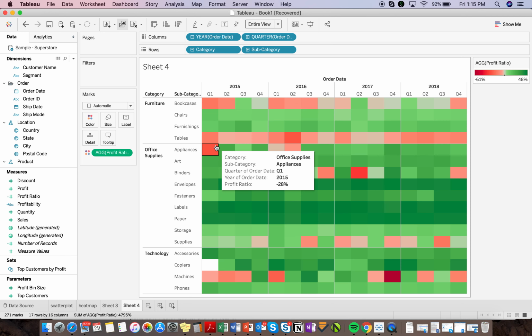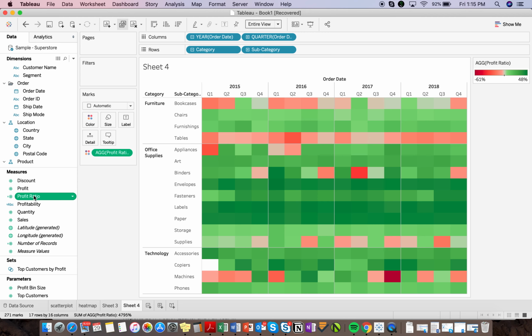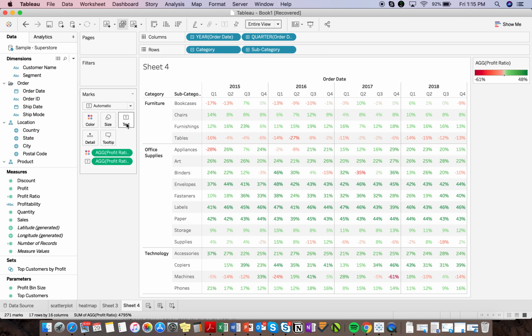Yeah. So if colors are not always so intuitive to everybody, some people would like to see the numbers, right? So in this case, you can drag profit ratio to labels. The background of the chart is not really colors, but the colors are illustrated in the numbers. So in this case, we can intuitively see that negative 61% is the lowest of the range, and the highest would be around 48%.